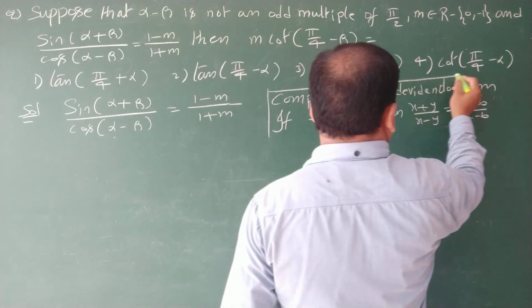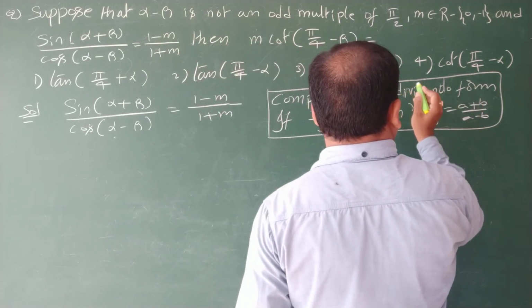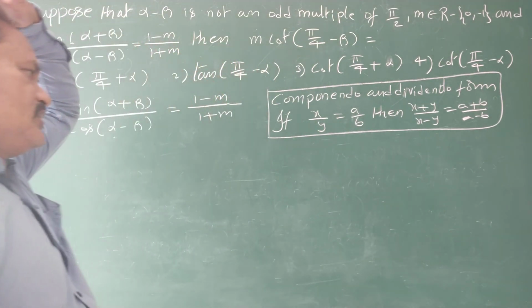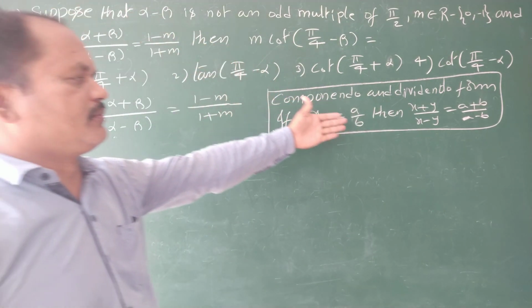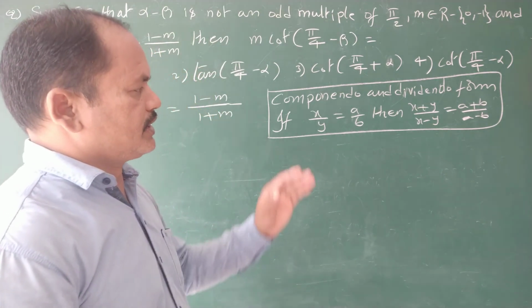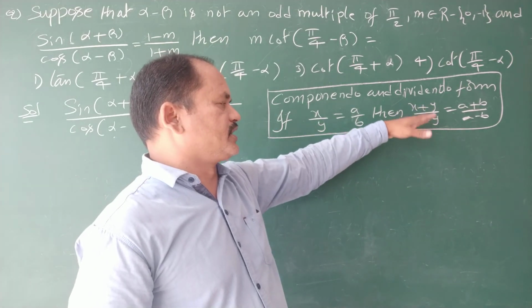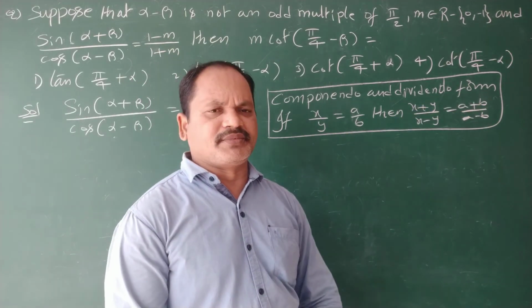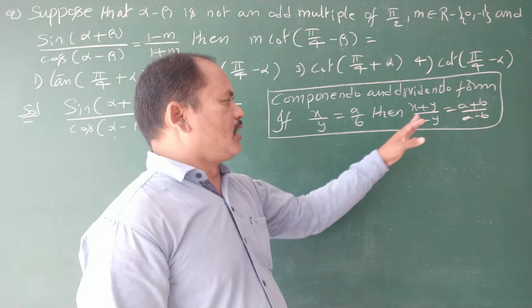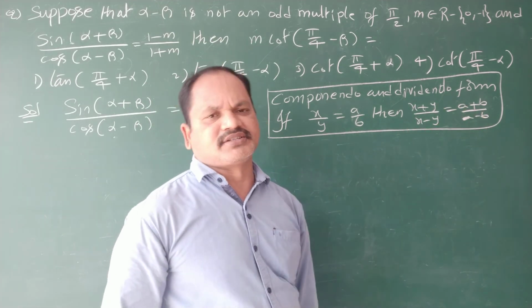So, componendo and dividendo form: if x by y is equal to a by b, then (x plus y) by (x minus y) is equal to (a plus b) by (a minus b), or we can write the reciprocal, (x minus y) by (x plus y) is equal to (a minus b) by (a plus b). No problem. Or (y plus x) by (y minus x) is equal to (b plus a) by (b minus a), like that.